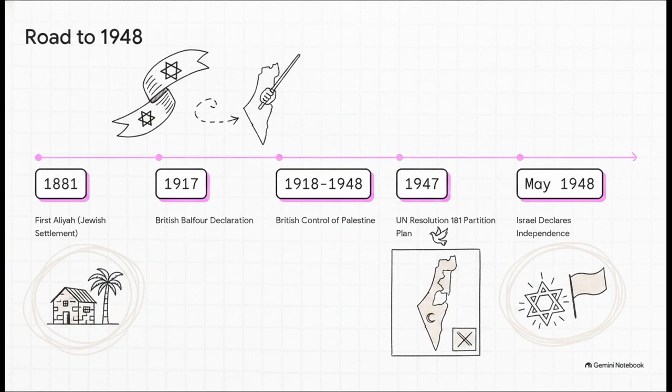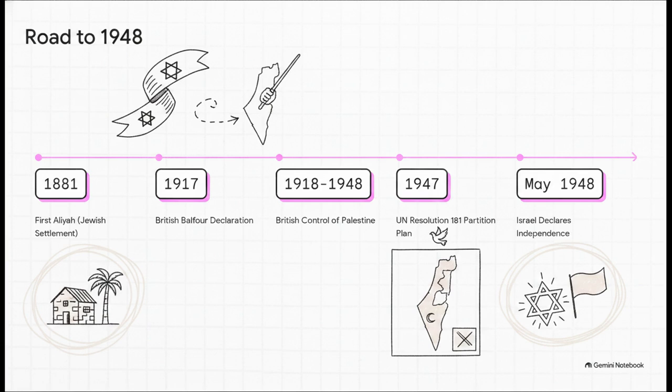But this timeline was actually already in motion. We're talking early Jewish settlements back in 1881. And then during World War I, you had the British making conflicting promises to both Arab leaders and Jewish communities. Fast forward to 1947, a heavily strained British administration basically hands the whole problem over to the UN.